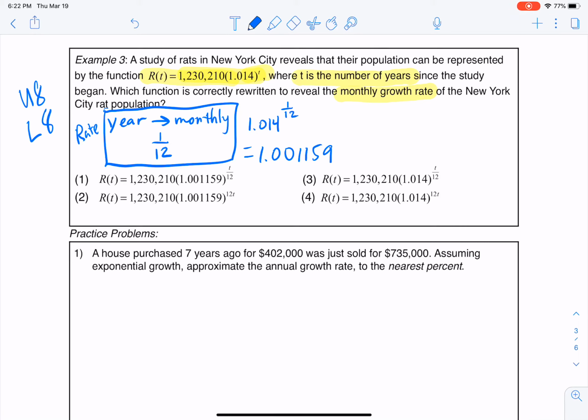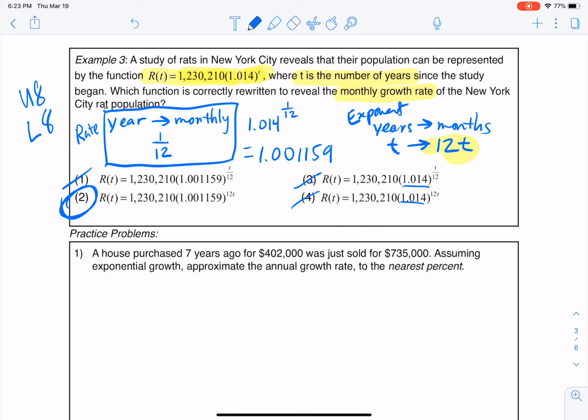All right, now that automatically then I can eliminate choice 3 and 4 because the rate doesn't match up. Now, thinking about the exponent, again, we're going from years to months. So it was in terms of t years, changing that to months, I'd have to multiply my years by 12. So my exponent needs to be 12t. Right? I can eliminate choice 1. Choice 2 is the correct answer.